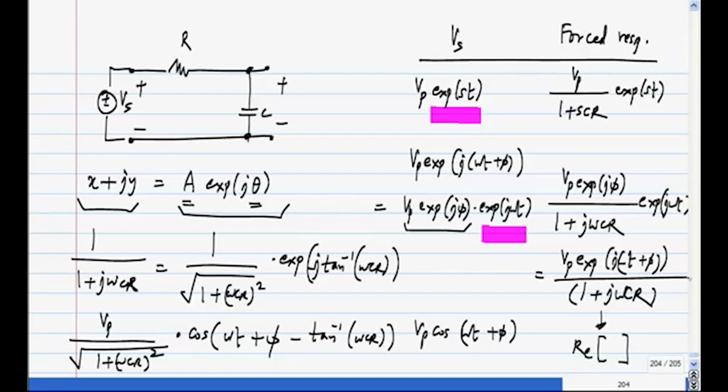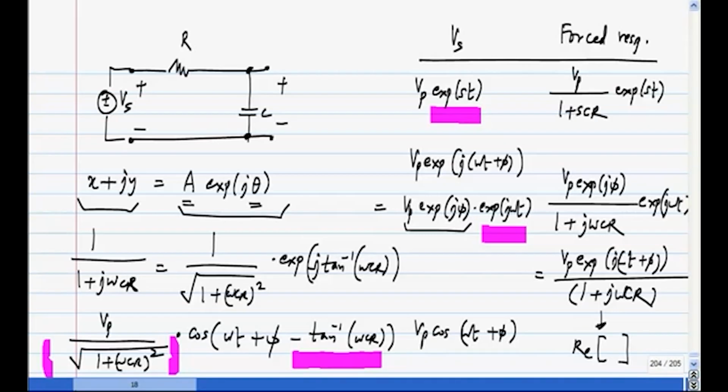So you apply a sinusoid to a linear system, and what you get out is a sinusoid of exactly the same frequency. The amplitude will be changed and the phase will be changed. How much the amplitude and the phase are changed depends on the circuit. This is the amount of phase change, and this is the factor by which the amplitude is changed. So that clearly depends on the circuit as well as the frequency.